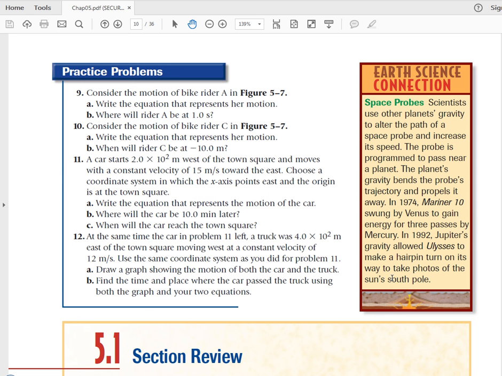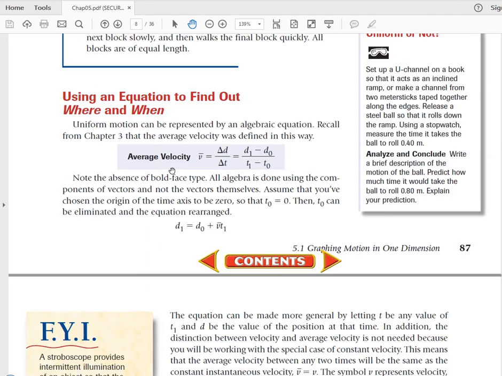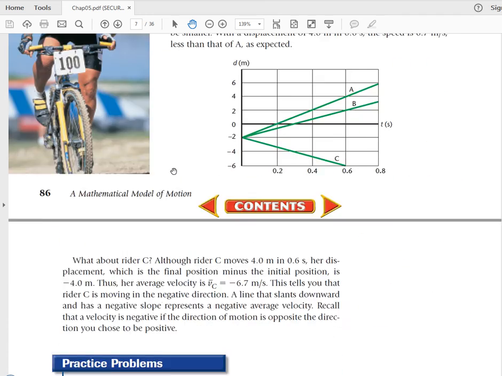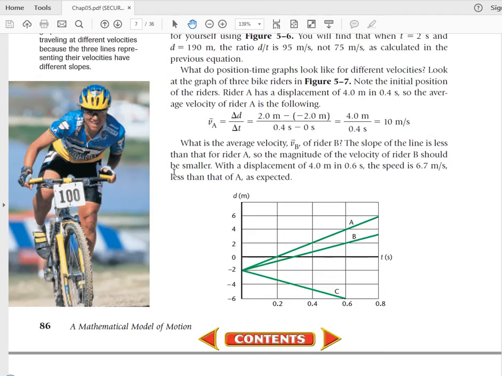Consider the motion of bike rider A in figure 5.7. Write the equation that represents her motion. Where will rider A be at 1 second? So we gotta go back to 5.7. Right there. No, this is the slope we want. Where's 5.7? That's it right there? Yeah, that one right there. Which one was it? A? Yeah. So what's gonna be the equation for the position of rider A?